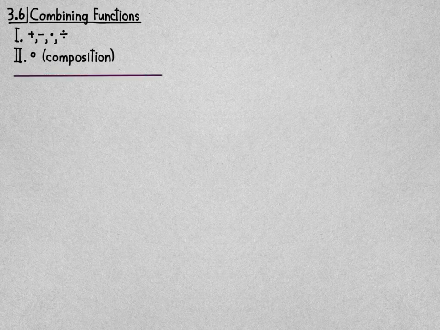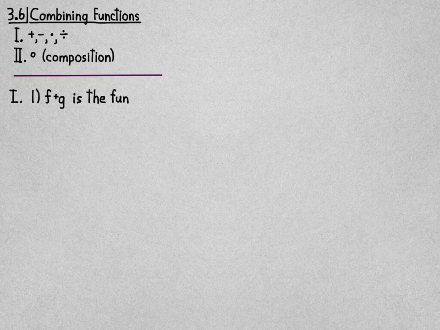Section 3.6 is on combining functions. This consists of two basic parts. The first one, we learn about adding, subtracting, multiplying, and dividing functions. And the second one will do composition of functions, which has this little circle as a sign denoting the operation.